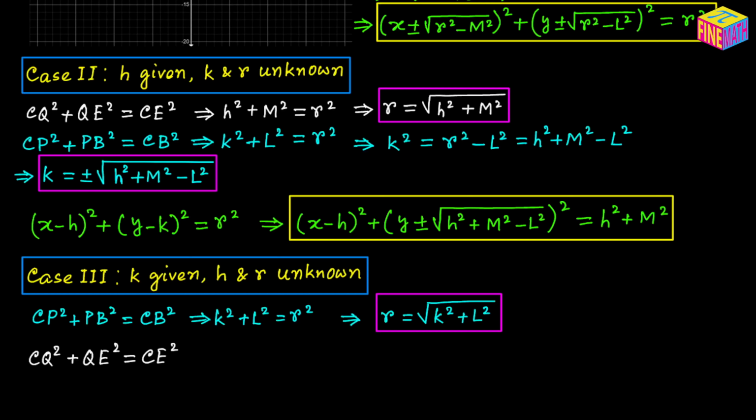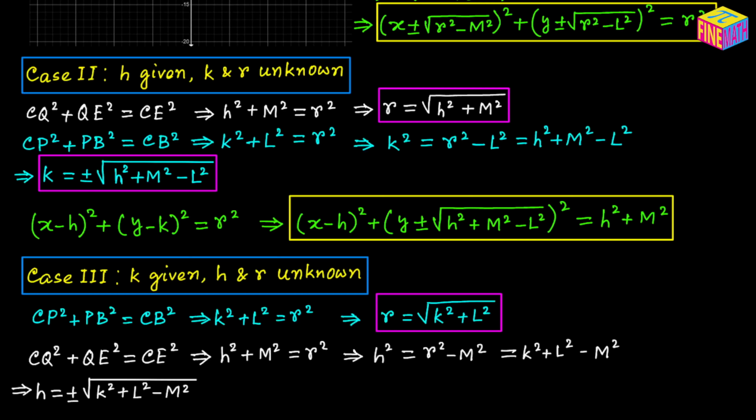Let's also find out the value of h. So from the CQE triangle, we can say CQ squared plus QE squared is equal to CE squared. And from there we can say h squared plus m squared is equal to r squared. And from here we can say h squared is equal to r squared minus m squared. That can be written as k squared plus l squared minus m squared. In place of r squared, I have written k squared plus l squared. And from here we get the value of h, which can be written as plus or minus square root of k squared plus l squared minus m squared.